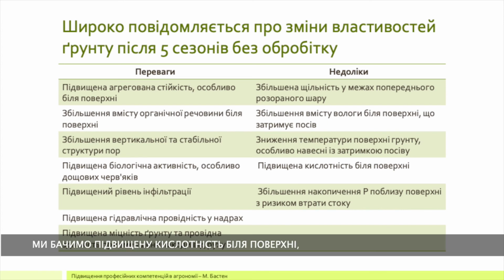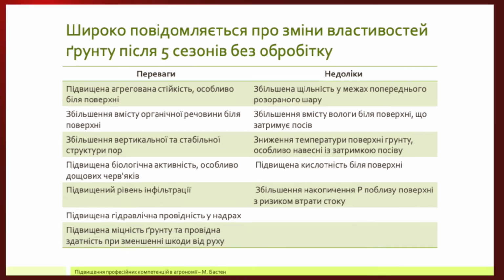We see an increased acidity near the surface because liming can be done only on the surface. It cannot be incorporated deeply, like with plow management. And this also applies for phosphorus or nutrients which are not very mobile in the soil, so they stick more to the surface. And if there's a risk of water erosion, this might even contribute to loss of these nutrients by surface runoff.